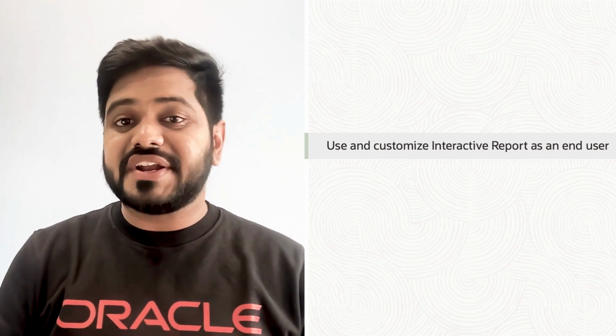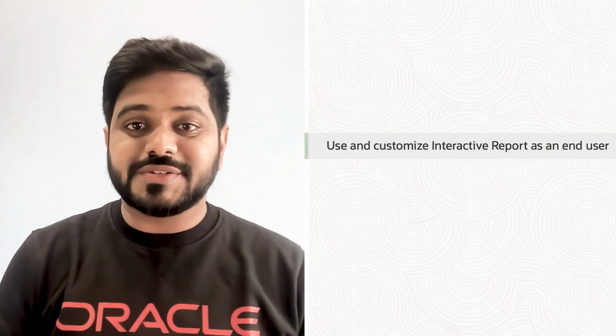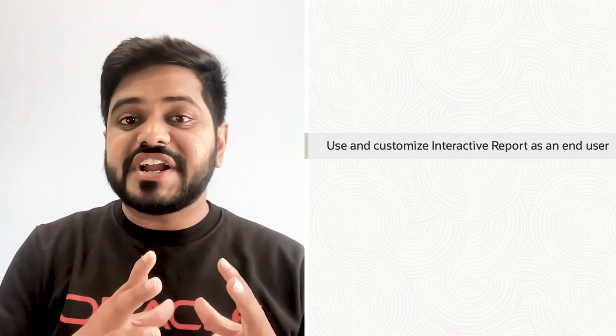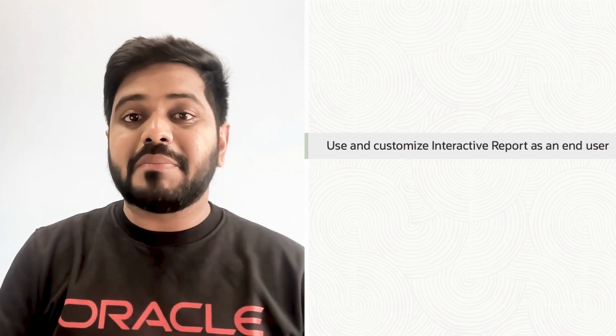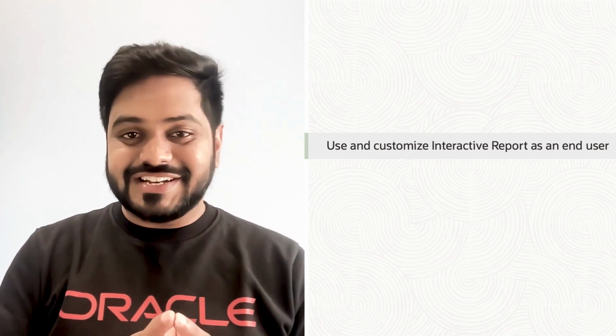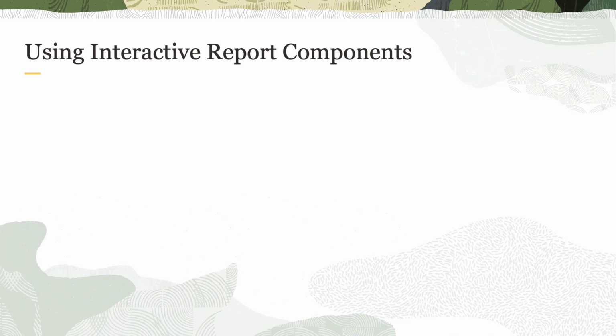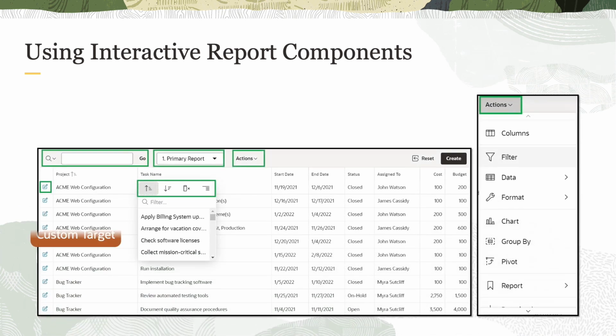In this first lesson, you will learn about various components available in interactive reports that can help you customize. You will also learn how to search for data in an interactive report by applying filters. Let's get started. Interactive report has various components using which the end user can customize the interactive report. Some of these components are link to custom target, using which the end user can link to another page in your applications or can link to a single row view.